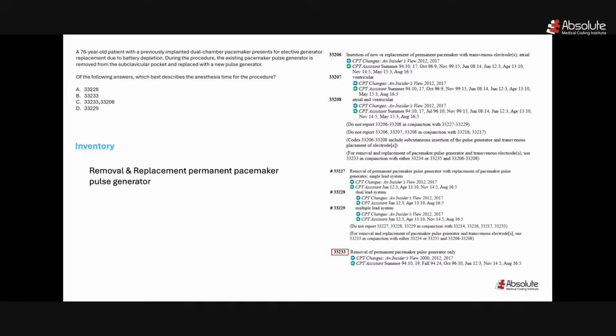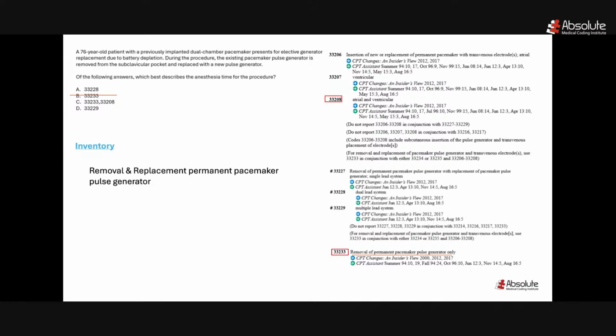Option B, 33233, is coding for a removal of a permanent pacemaker pulse generator only. So yes, there was a removal of a pacemaker, but there was also a replacement performed, and 33233 is not coding for that replacement procedure. It's only coding for a removal procedure. That's why it is incorrect. It's not coding for the complete procedure that took place, right? So option B is incorrect because of that.